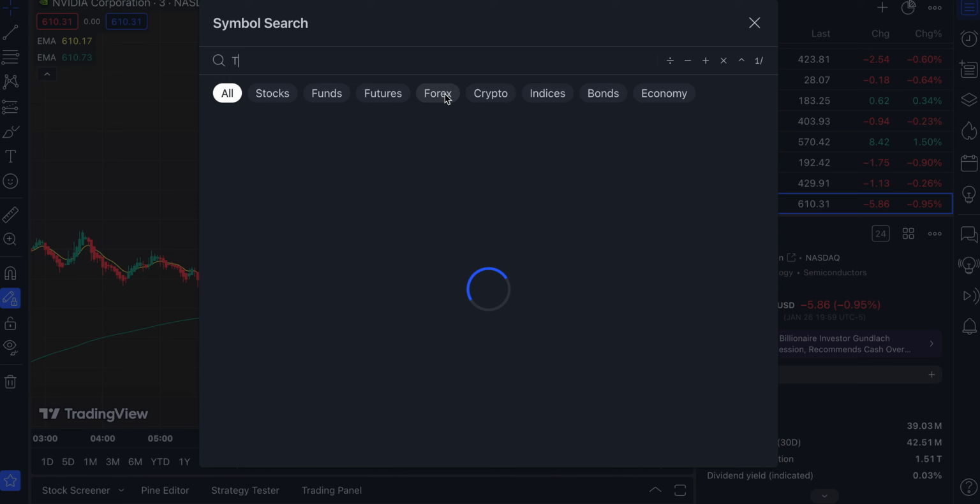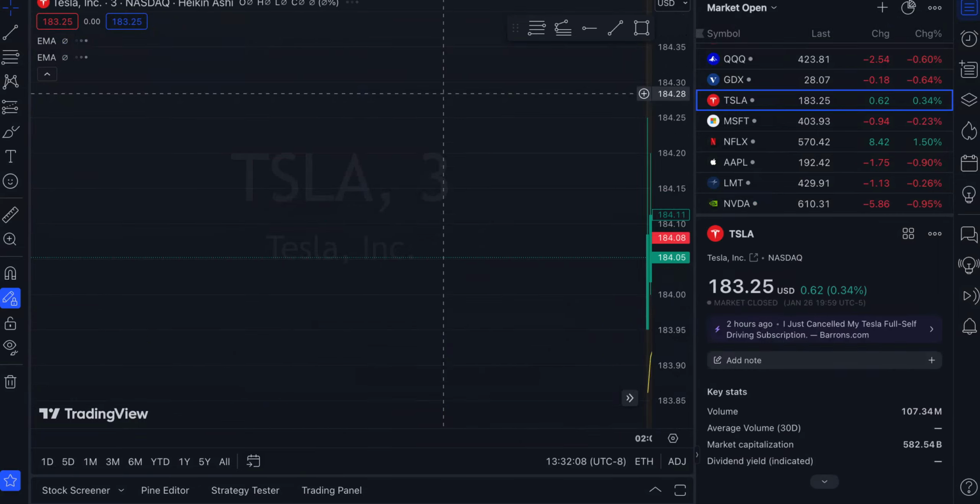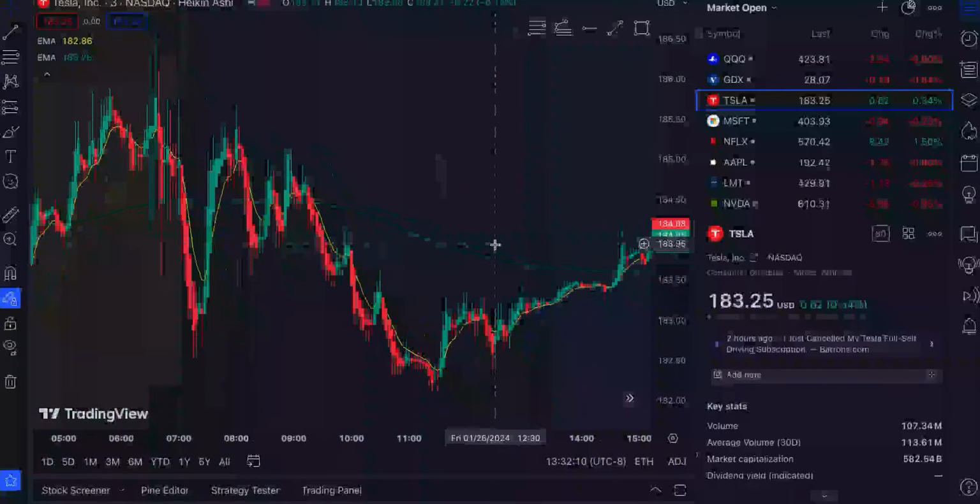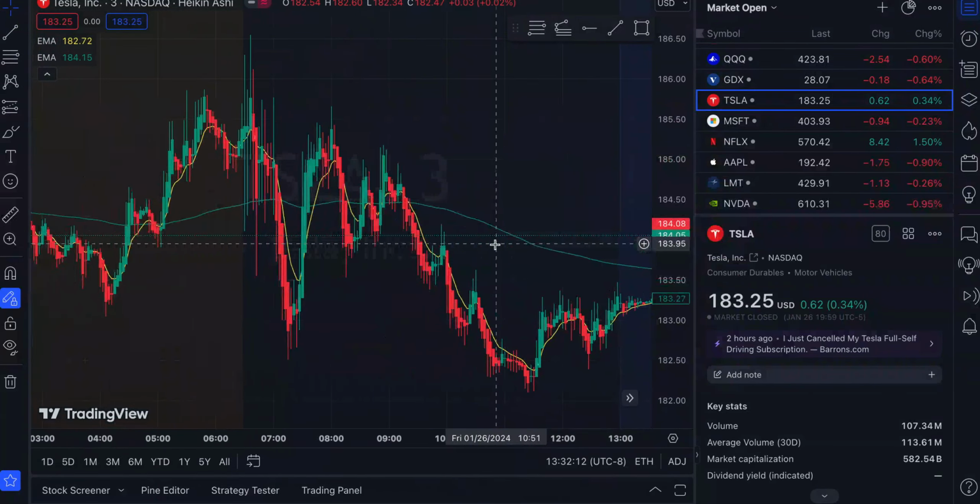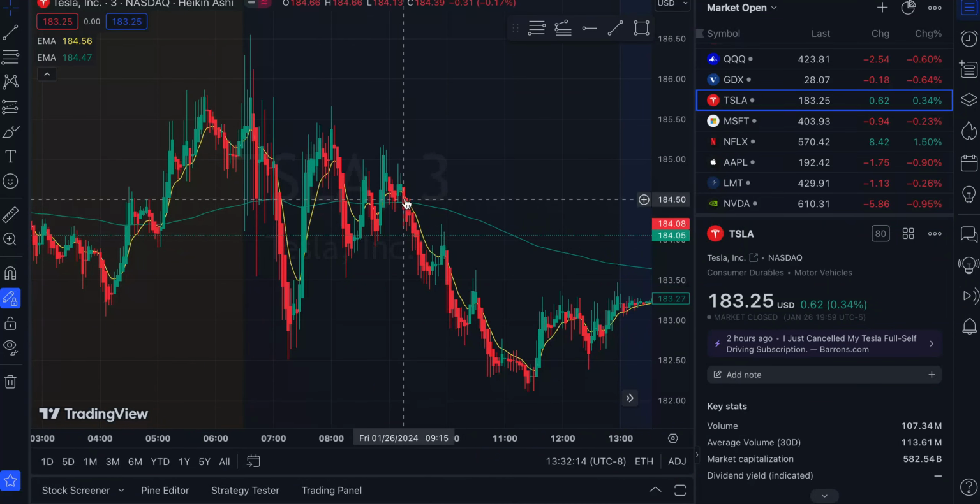So let's just look at another example. That was kind of a long example. Let's look at Tesla. Kind of choppy throughout the day, but once it broke and it kind of came and retested here, we started seeing this kind of downward trend.